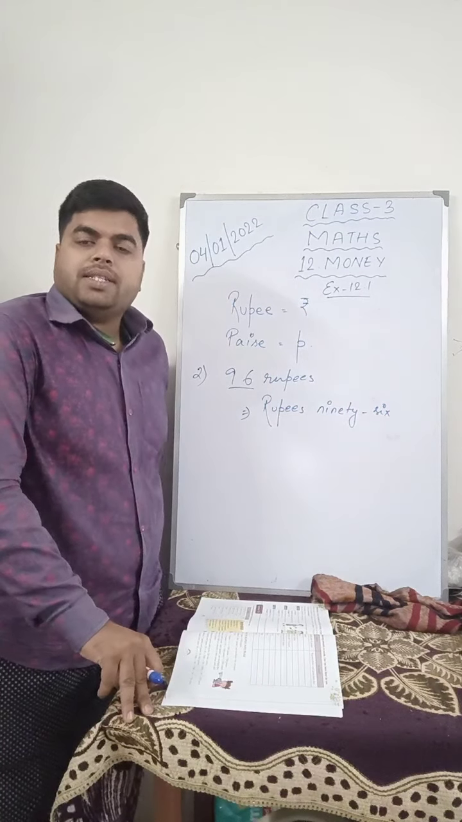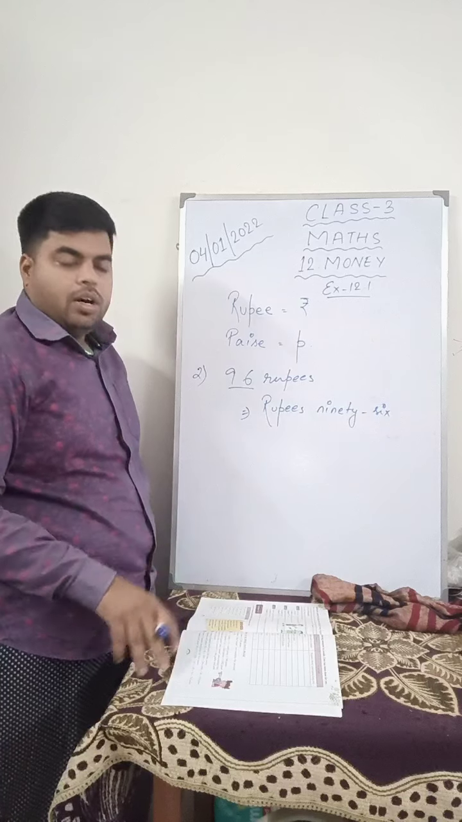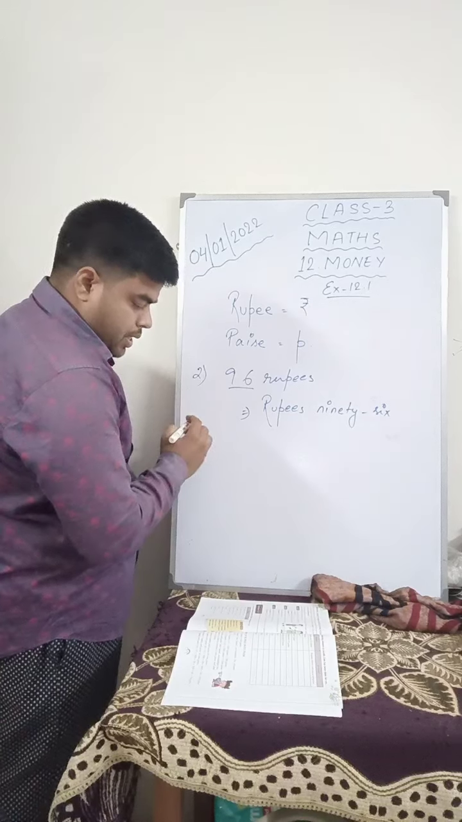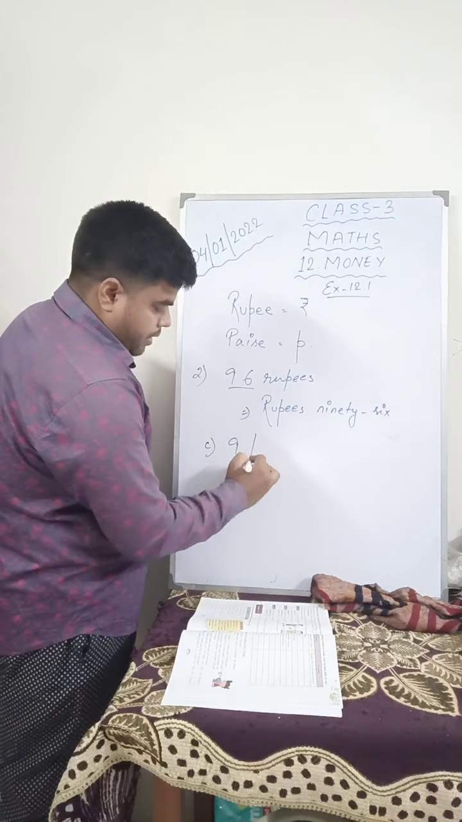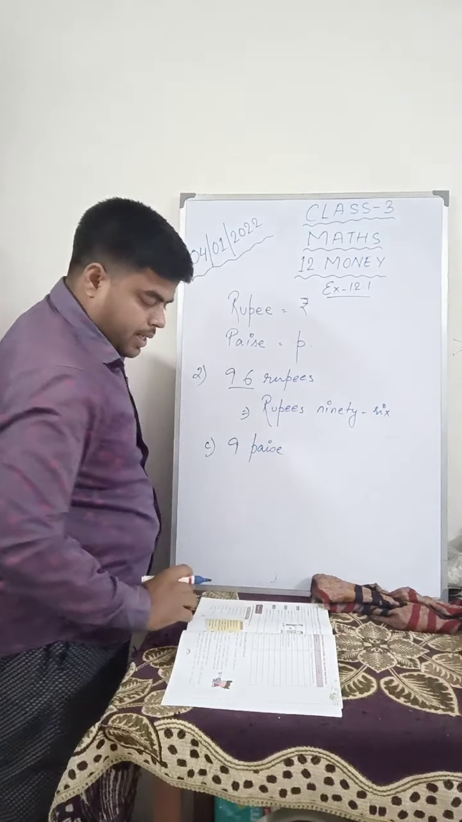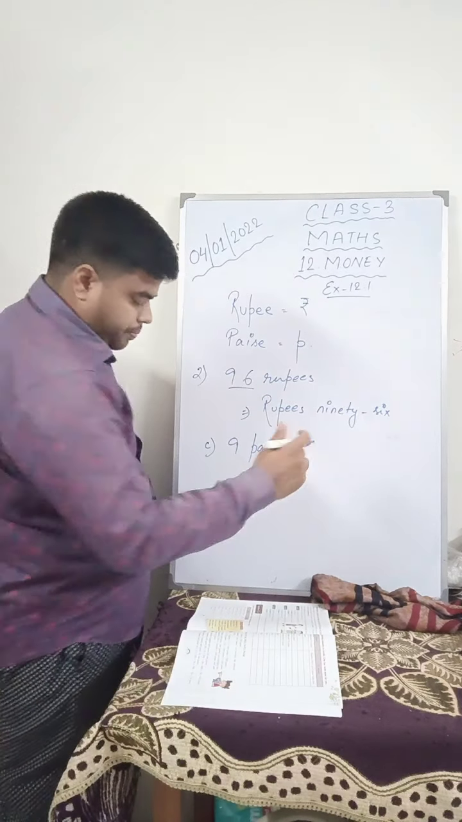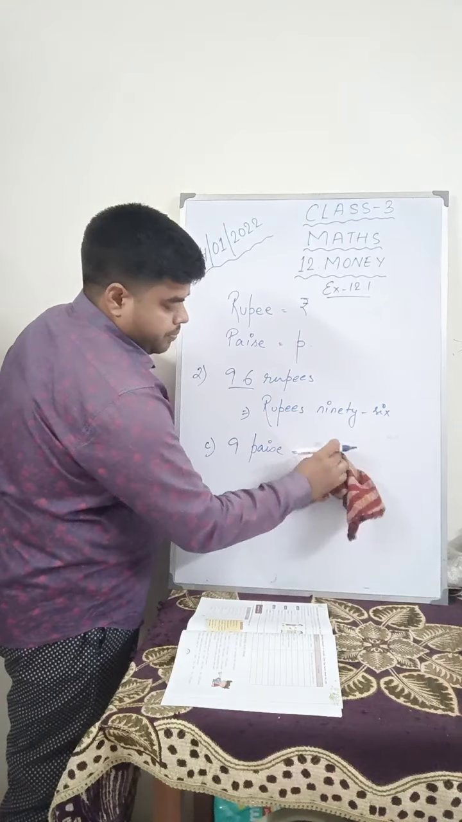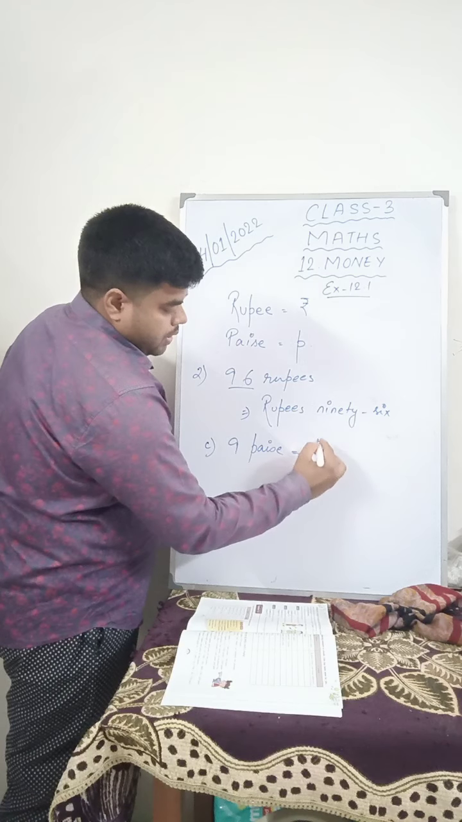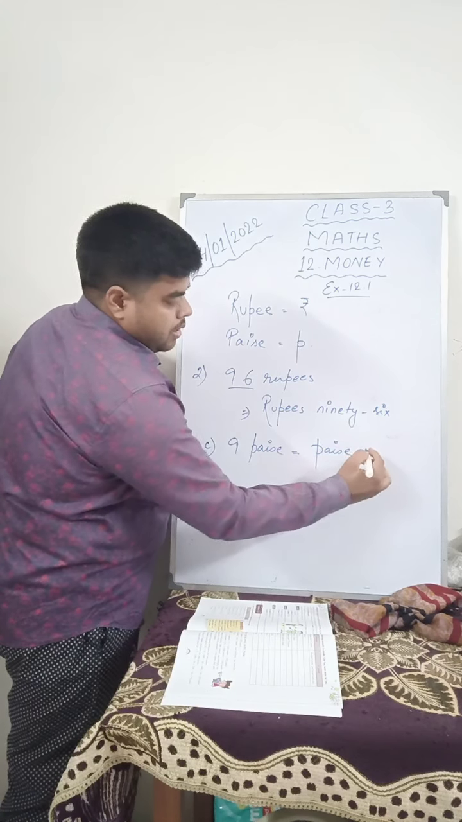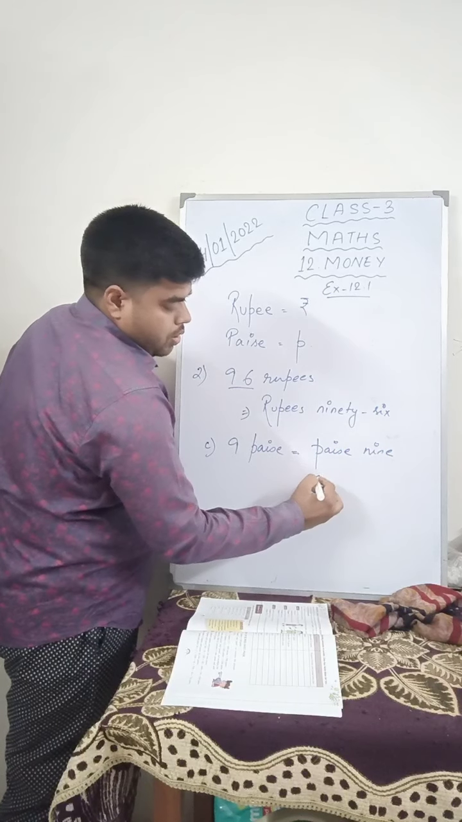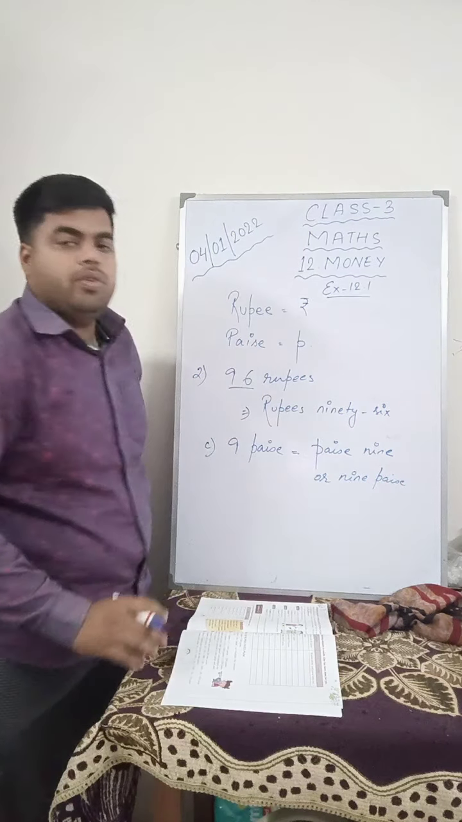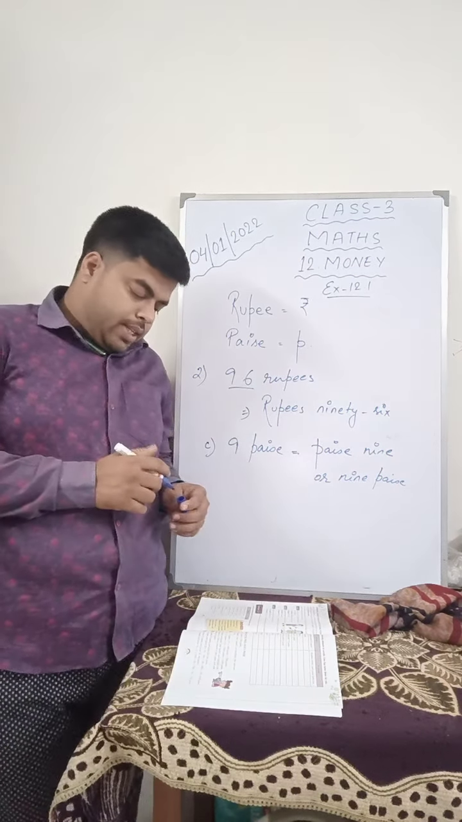Now, if they give you only paisa, you will write 9 paisa or you can write paisa 9. For example, question number C, 9 paisa. In that case, what will you write? You will write is equal to paisa 9, or you can write 9 paisa if they give you only paisa. So you can easily write.